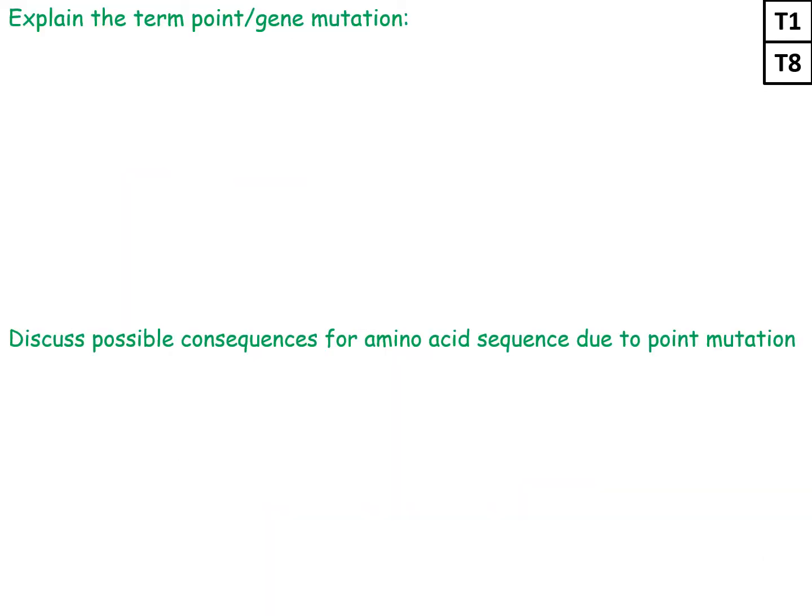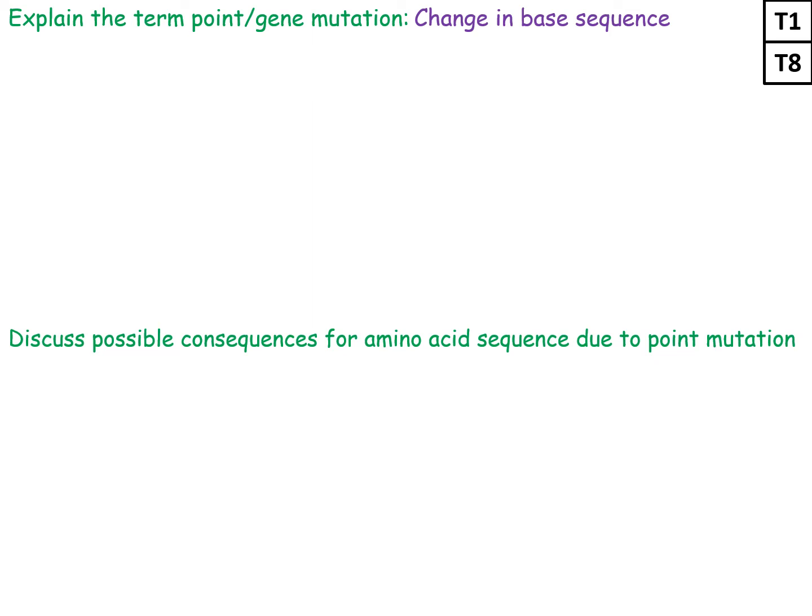Explain the term point or gene mutation. A point or gene mutation is when there's a change in the base sequence. And if the base sequence changes, that means the order of bases has changed. So therefore, you've got a different genetic code. So that means the instruction to make a polypeptide, or how to put the amino acids in the correct sequence, is going to be different.